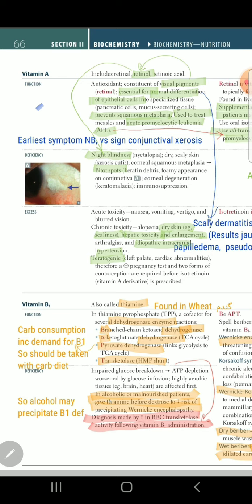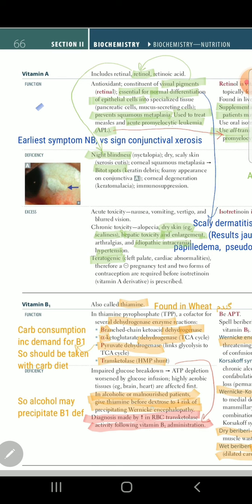And we know that in alcoholic and malnourished patients, vitamin B1 or thiamine is given before dextrose to decrease the risk of precipitating Wernicke encephalopathy. In alcoholics, alcohol is going into the body and used in place of glucose, and the enzyme B1 will be used to counter the alcohol, and it will be deficient. So if we give dextrose to the same patient before administering B1, the dextrose will also use B1 for its own metabolism, and that leads to severe B1 deficiency and Wernicke encephalopathy in the brain.